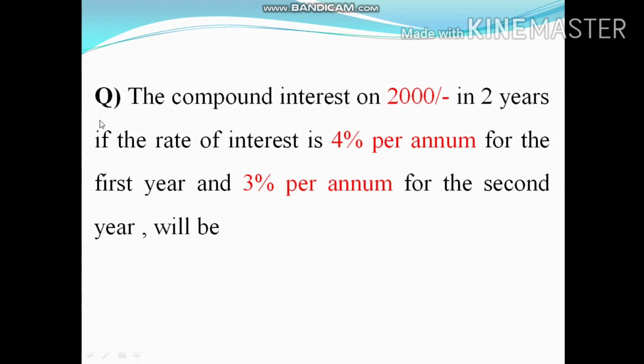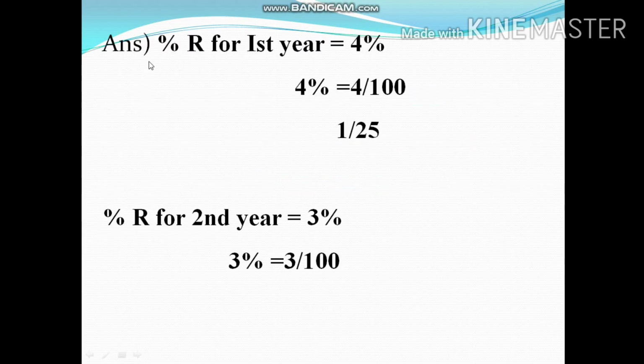The compound interest on 6,000 at 4% per annum for the first year and 3% per annum for the second year will be? Now let's see the answer. First, rate of interest for the first year is equal to 4%. 4% to fractionize, 4 by 100, that is equal to 1 by 25, where 1 is the interest, 25 is the principal. Percentage rate of interest for second year is equal to 3%, that is equal to 3 by 100, where 3 is the interest, 100 is the principal.